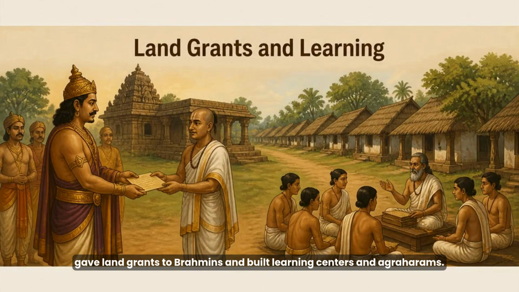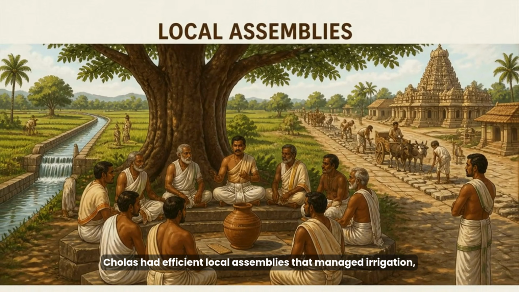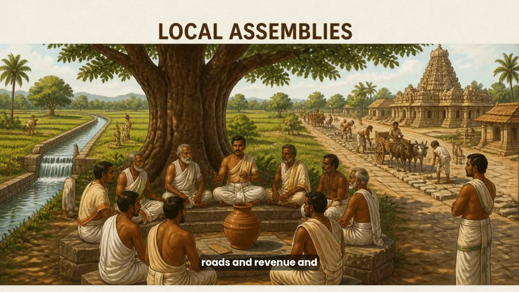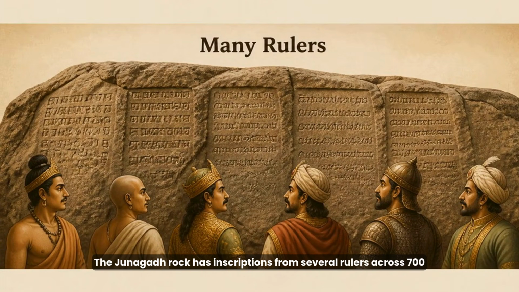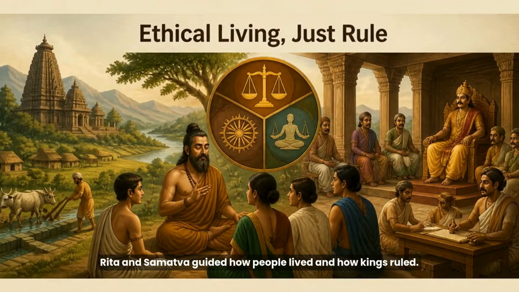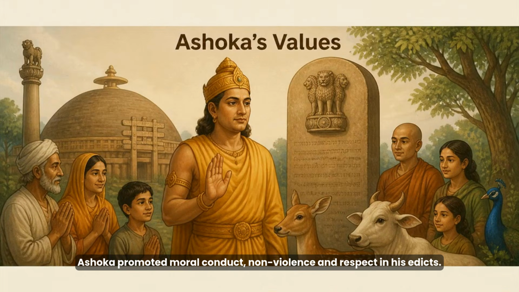Pallavas and Chalukyas gave land grants to Brahmins and built learning centers and agraharams. Cholas had efficient local assemblies that managed irrigation, roads, and revenue, and used an election method called the ballot pot. The Junagadh rock has inscriptions from several rulers across 700 years, showing continuity in records. Ethics like dharma, rita, and samatva guided how people lived and how kings ruled. Ashoka promoted moral conduct, non-violence, and respect in his edicts.